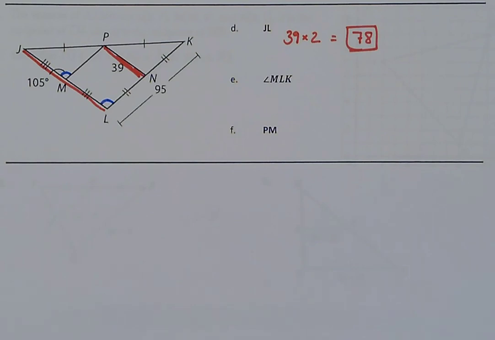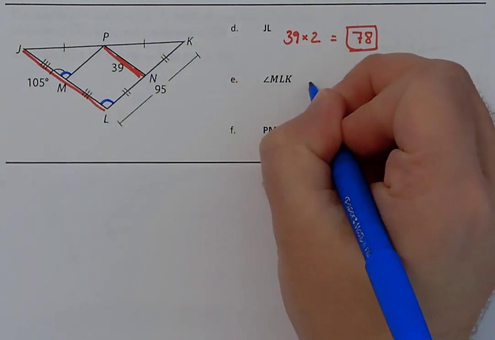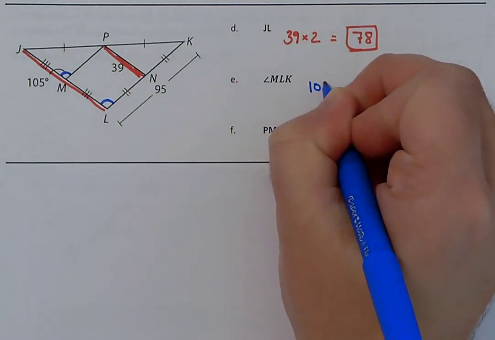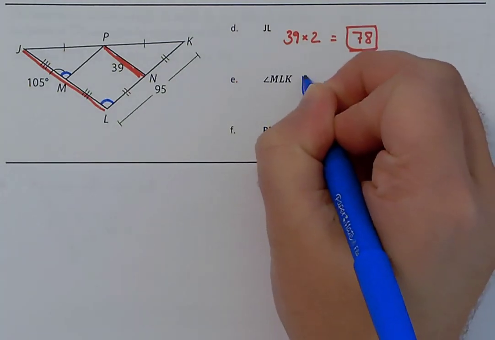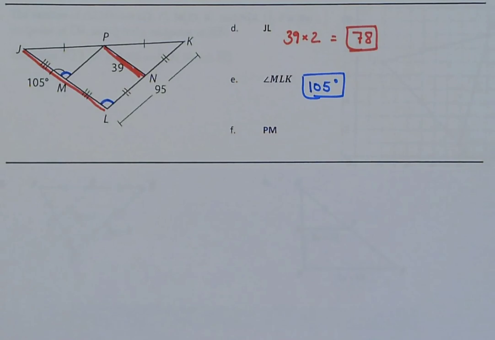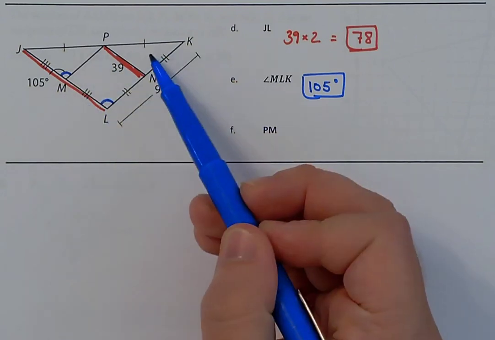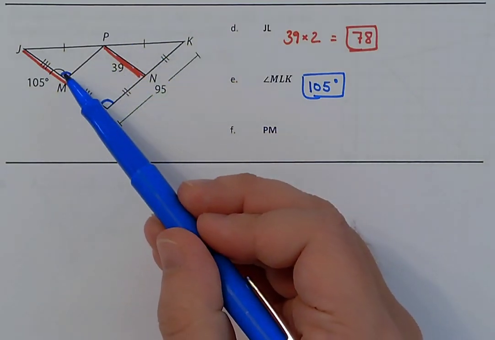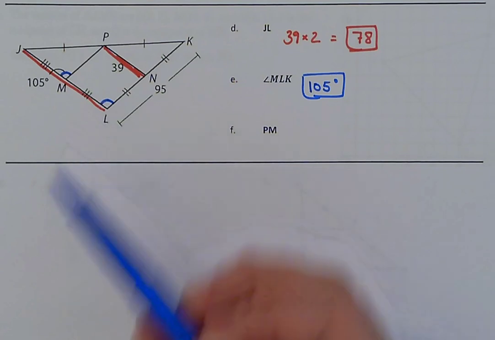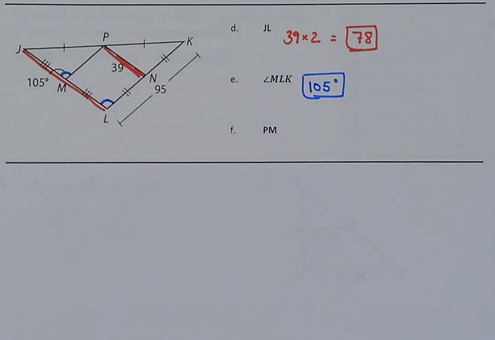So they are corresponding, and corresponding angles tell me that they are congruent. So that means I know the measure of angle MLK is 105 degrees. So I have figured out the measure of angle MLK by knowing that I have two parallel lines cut by a transversal and that these two angles are corresponding, which means they are congruent.